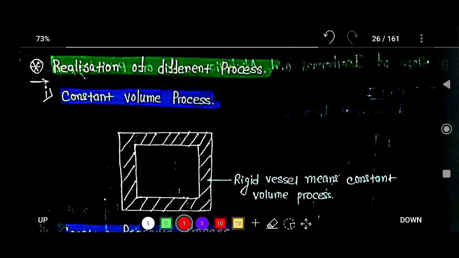In the previous lecture, we understood the slope of the isothermal process and the adiabatic process. Now, this is the lecture on the realization of different processes. We will understand how to recognize whether a process is a constant volume process, a constant pressure process, or an adiabatic process.